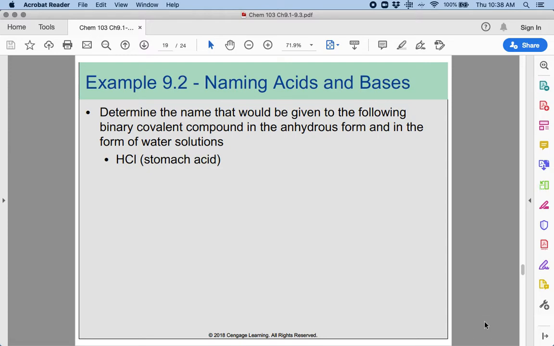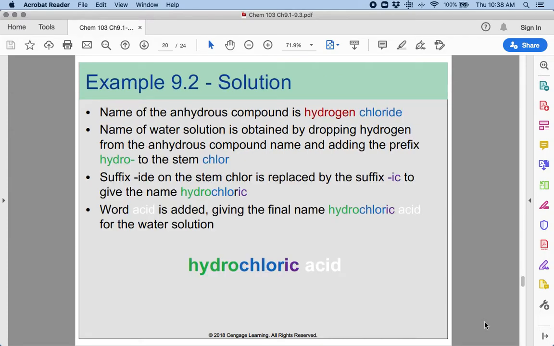So I would encourage you to pause here and go through those steps, flip back, and try and name this compound. So we know that if it was just the compound, like HCl the solid or HCl the gas, we would have hydrogen chloride. But we know this is an acid. So we're going to have hydro instead of hydrogen, and the chloride would become chloric. So we're going to have hydrochloric acid.